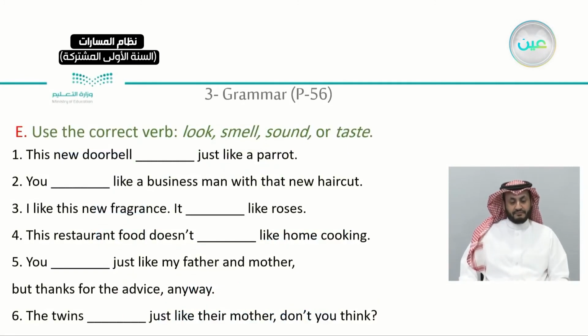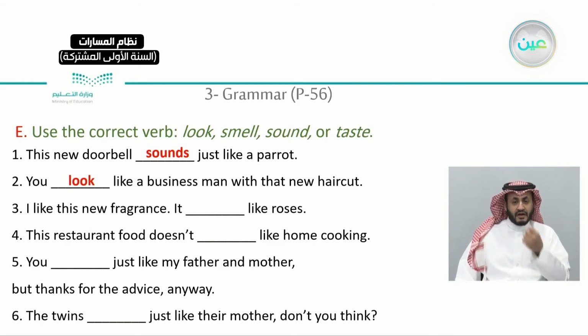Let's try to do this exercise. Your book's page 56, exercise A. Use the correct verb, whether look, smell, sound, or taste. This new doorbell, you can hear it, just like a parrot. A doorbell, this sounds like a parrot. You like a businessman with that new haircut. The way I can see you, so you look like a businessman because of the haircut.